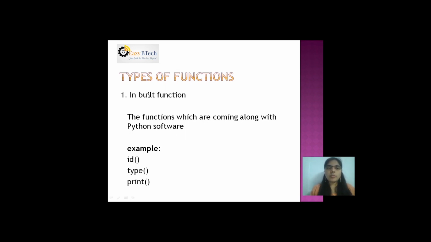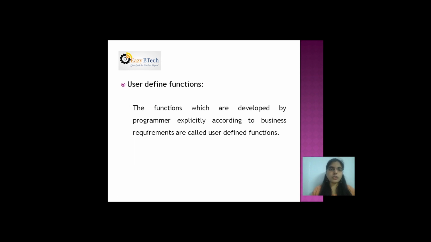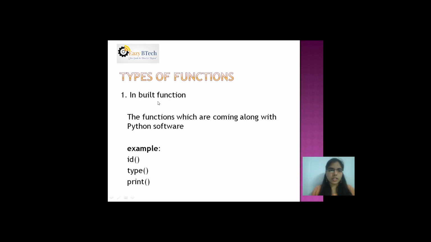In any programming language, there are two types of functions. In Python also, there are two types of functions. The first one is inbuilt, library or predefined function. The second type of function is the user-defined function. So, user-defined function, and predefined, inbuilt or library function. What is a predefined, inbuilt or library function?